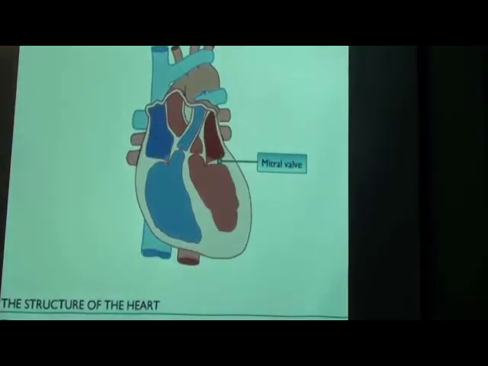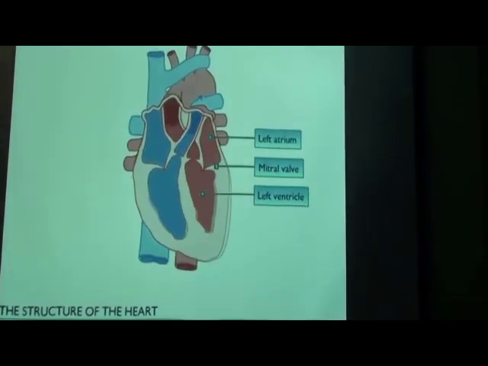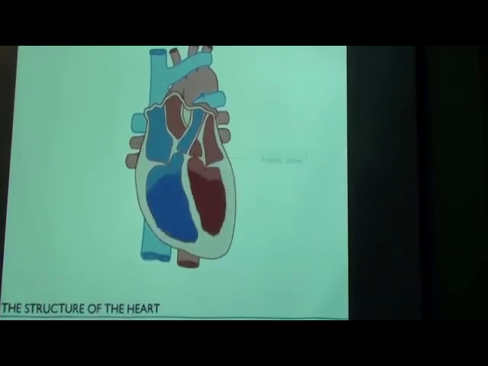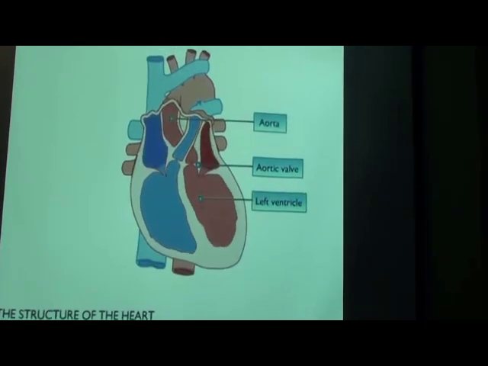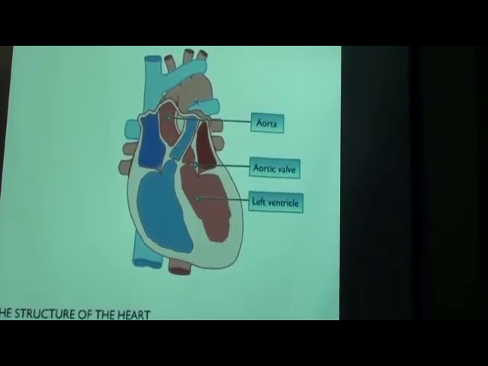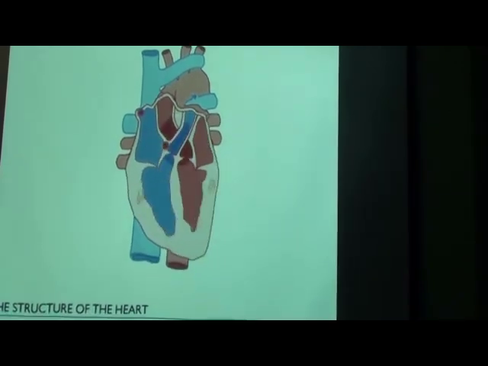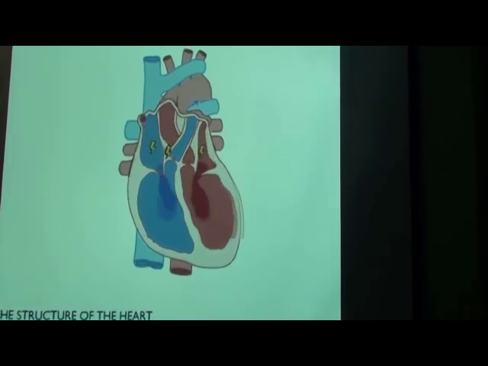The mitral valve, which allows oxygen-rich blood from the lungs to flow between the left atrium and the left ventricle. The aortic valve, which controls blood flow between the left ventricle and the main blood vessel leaving the heart, called the aorta. The rhythmic contraction of the heart is governed by an electrical impulse.